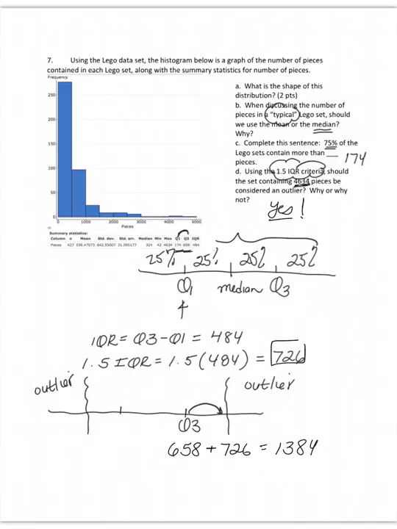If you were looking for the lower fence, if you were trying to figure out, say, if this minimum here was unusually low, you would take Q1 and subtract 1.5 IQRs, and that would tell you the location of the lower fence.